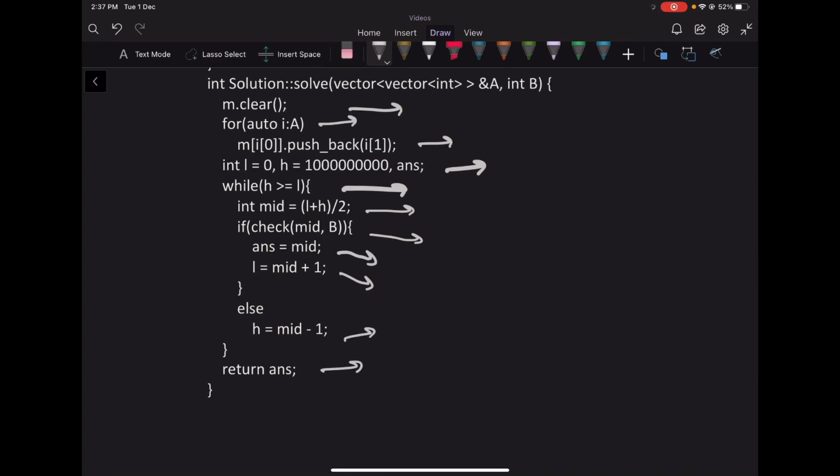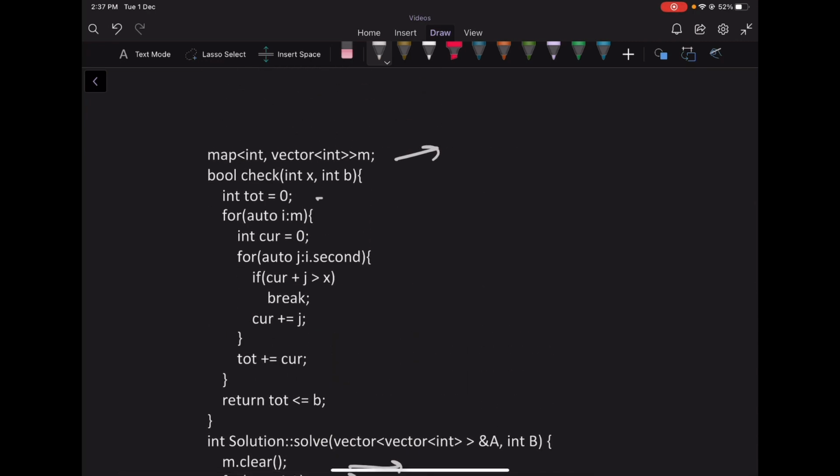Now the only thing is to check if answer can be a mid. So total stores the total number of chocolates requested. So we'll iterate over all the children. So cur stores the chocolates requested by the current child. So we'll iterate over the vector of requests for that child. If taking that request makes us take more than x chocolates, we'll break, because we don't want to take more than x chocolates. Otherwise, we'll add j to the current number of chocolates. And finally, after serving all the requests, we'll add cur to the total number of chocolates taken. So the total number of chocolates taken should be less than or equal to b. So this will return true if total is less than or equal to b, otherwise false.